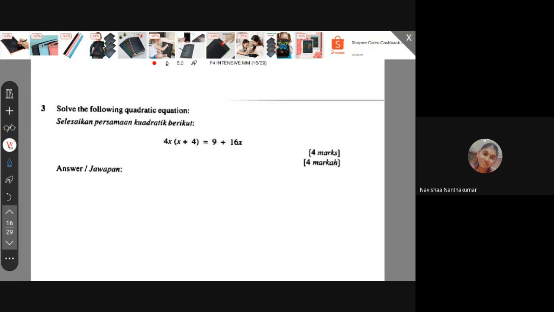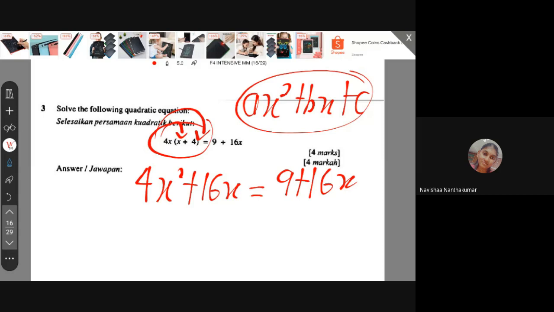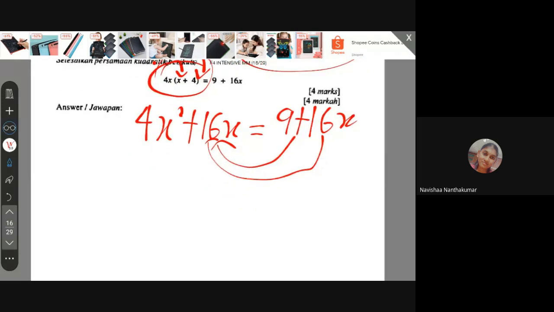Okay guys, so maybe I guide you all this question, then we see together. Kamu kena kembangkan 4x masuk. You need to expand 4x inside the bracket first. So you'll get 4x squared plus 16x equals 9 plus 16x. First step. And then second step, kamu kena susun dalam bentuk the general form of a quadratic equation. You need to rearrange the equation into this form. So you can basically shift all the terms on the right hand side to the left hand side. Pindah semua ungkapan dari belah kanan kepada belah kiri. So you will get something like this.